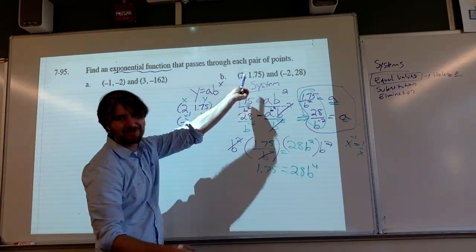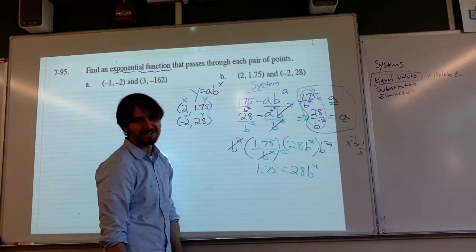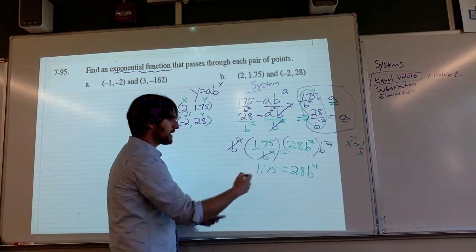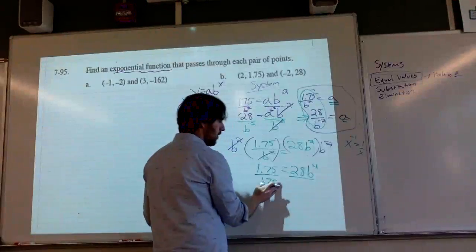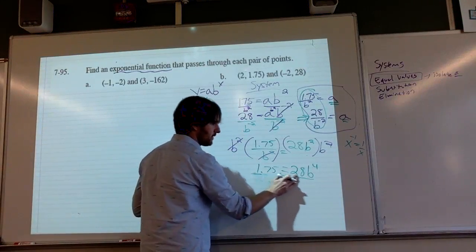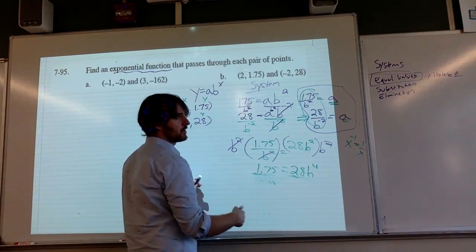I told you that we'd have to take a 4th root at some point. We're going to take this 4th root pretty soon. What am I going to do to both sides? I'm going to divide both sides by 1.75. No, I'm not dividing both sides by 1.75. I'm going to solve. I'm trying to get b, right?